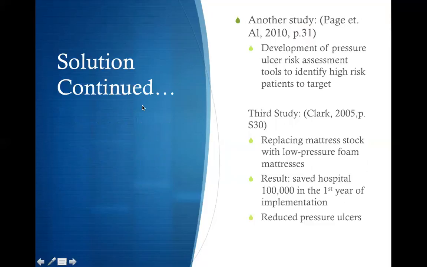Another study developed a pressure ulcer risk assessment tool to identify which patients to target. Sometimes there are patients who are walking and talking, and those don't really require pressure ulcer prevention methods because they're always up and moving. The ones who really need it are the ones who are bedbound or incontinent. So that tool is really good for identifying which patients need the prevention methods the most.